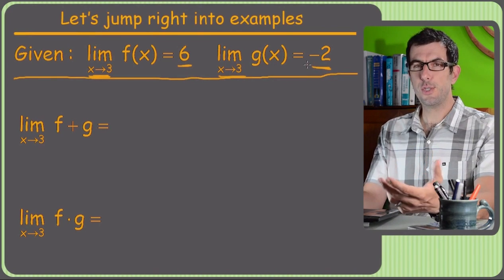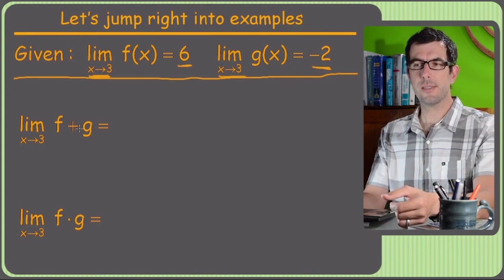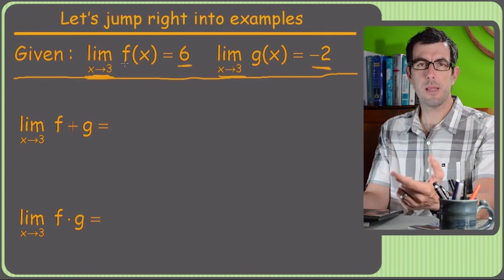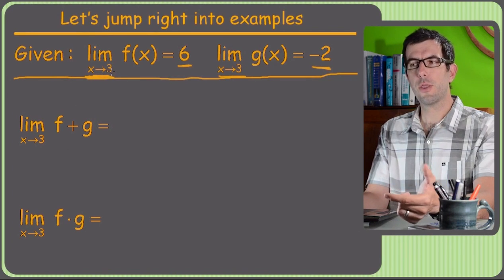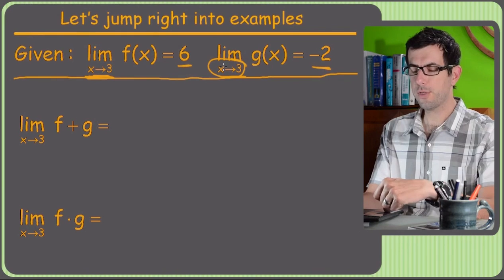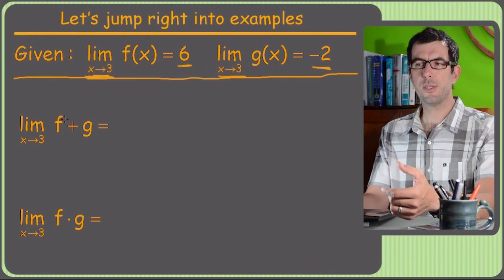What this allows you to do is mix and match these in the problem. Now you'll notice they're also both approaching 3. It's not like they gave me the limit as x approaches 3 of f and then they put a negative 3 here or something. They're both approaching 3. And what that's going to allow us to do is break it up.